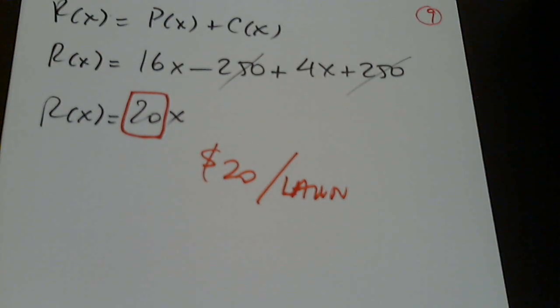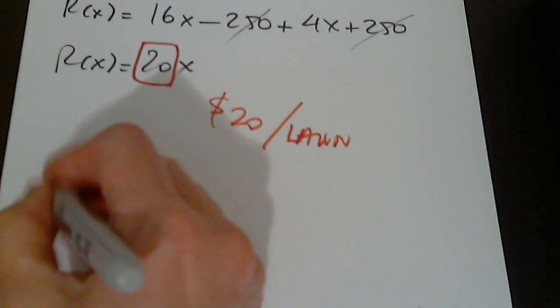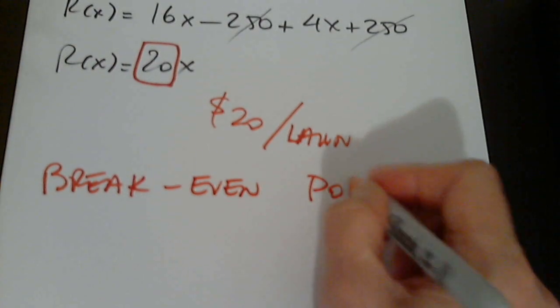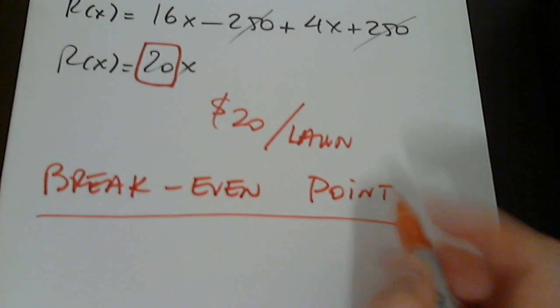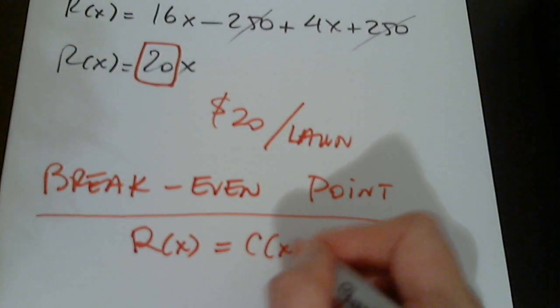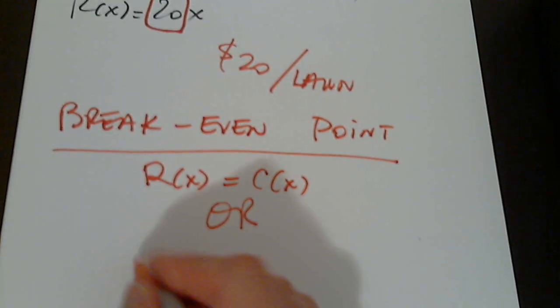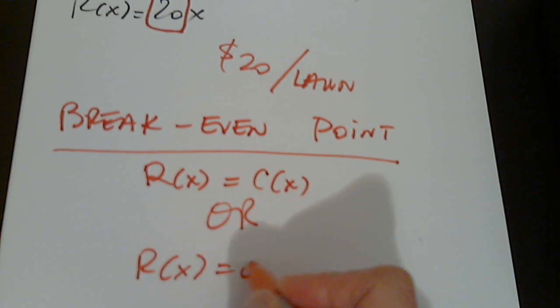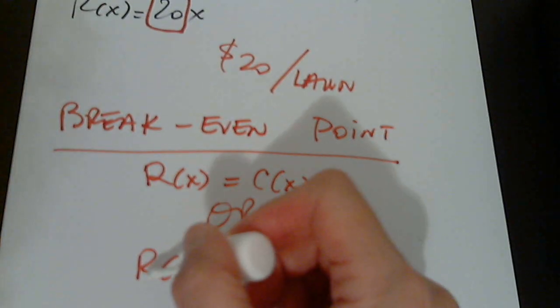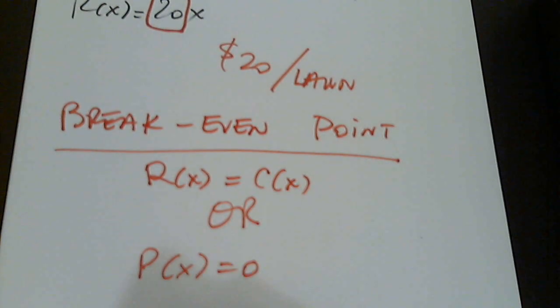How many lawns must Jamal mow before he begins making a profit? So this is something called the break-even point. He starts making money when the revenue equals the cost, or when the profit is 0. That's when we will determine the number of lawns he needs to mow in order to start getting profit.